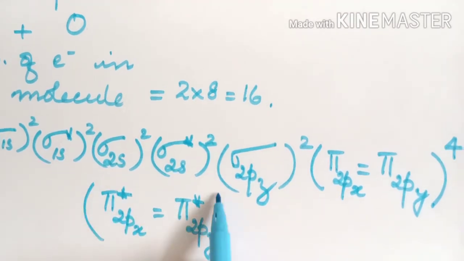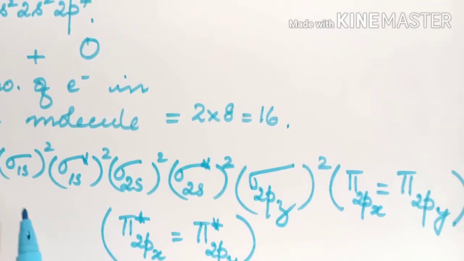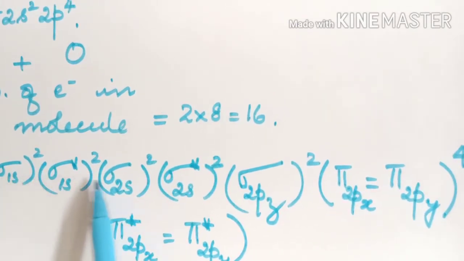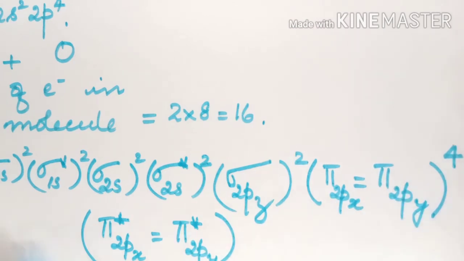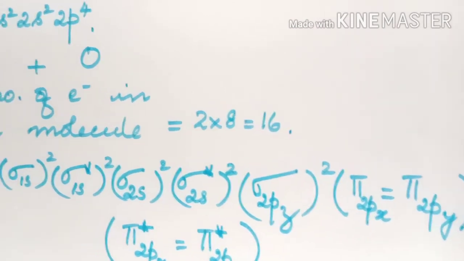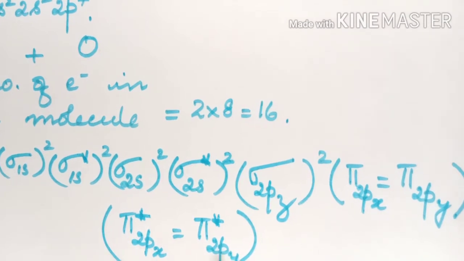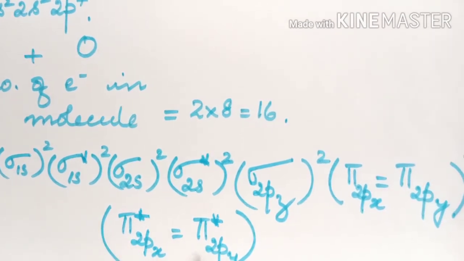On checking the configuration, you find that we have arranged a total of 10 plus 4, that is 14 electrons in the different orbitals. So the leftover ones are only 2, and that has to be arranged in the degenerate orbitals. So it will be arranged according to Hund's rule. One electron will enter the pi star 2px and the next one in the pi star 2py. So a total of 2 electrons will enter here.